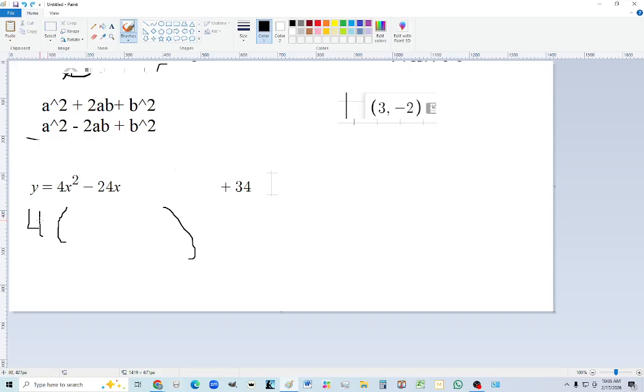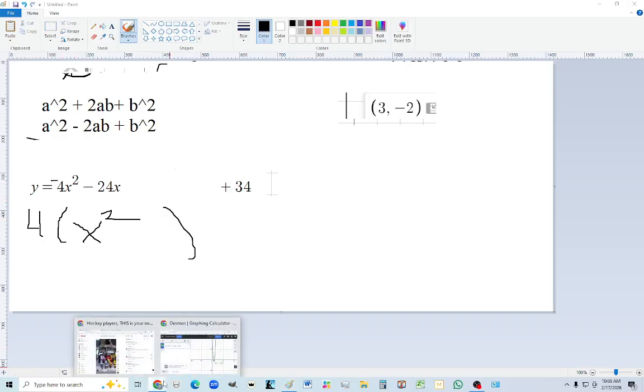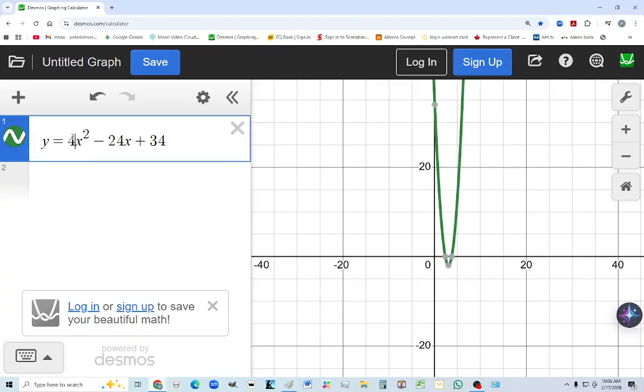Well, 4x squared divided by 4 is simply x squared. That's why we did it. We wanted this to be x squared with just a 1 in front. By the way, if it was minus 4 in here, maybe I should go back. I'm going to go back and change this to minus 4 to give a better example.